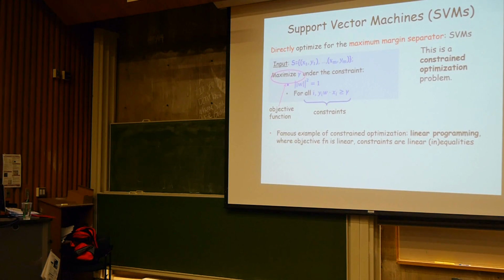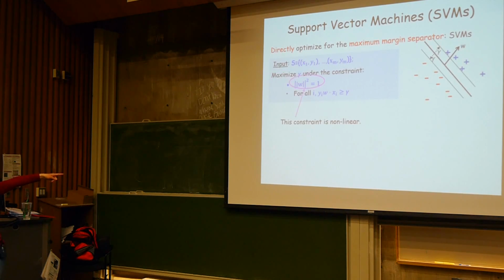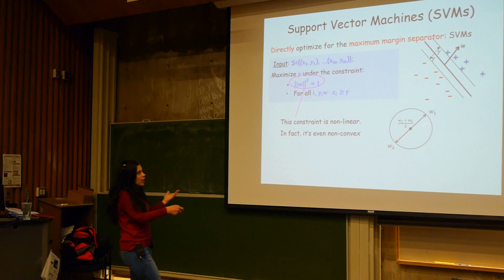To have a convex constraint, I will need that if a separator W1 satisfies the constraint, and another separator W2 satisfies the constraint, then any convex combination will satisfy the constraint, right? But what this constraint says is that I need to be on the circle, so on this circle over here, right?